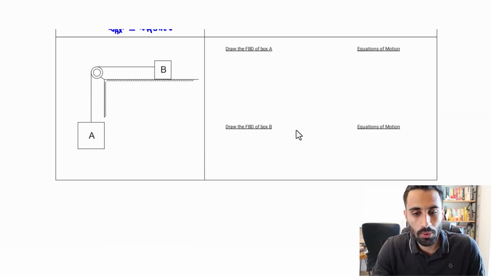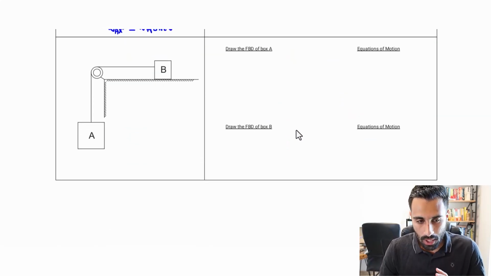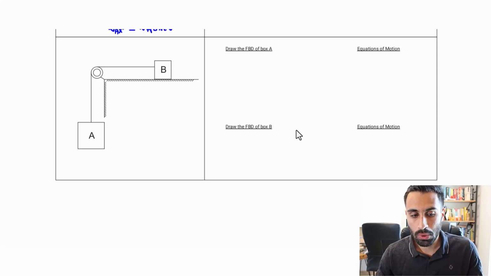Let's go to this one. So we have now two boxes. And we have a frictionless pulley where we have both of these. So for this one, we have this, and this is actually bigger than that.